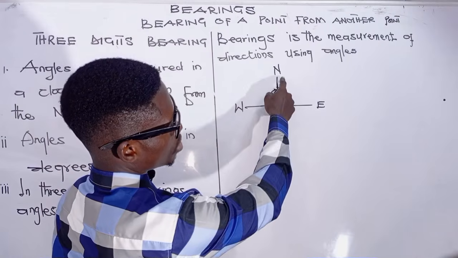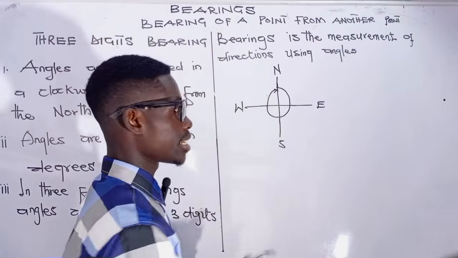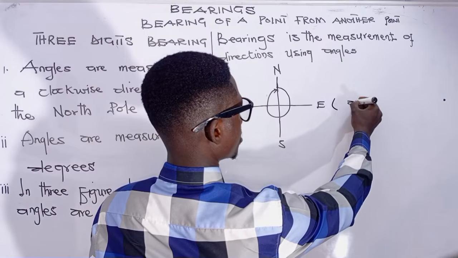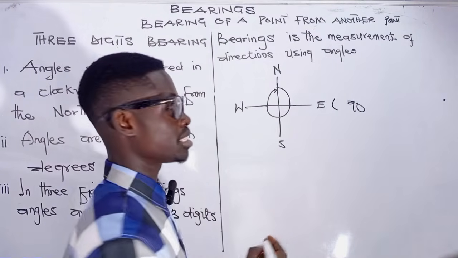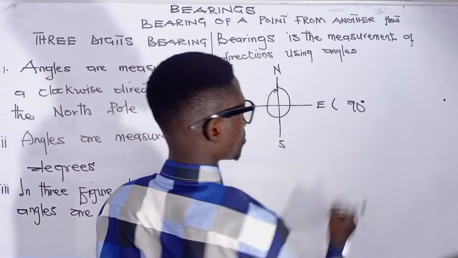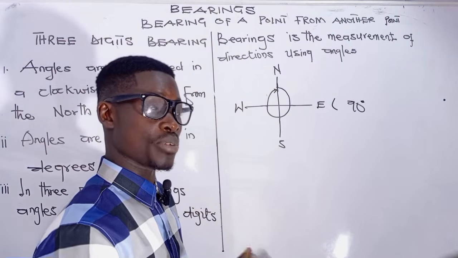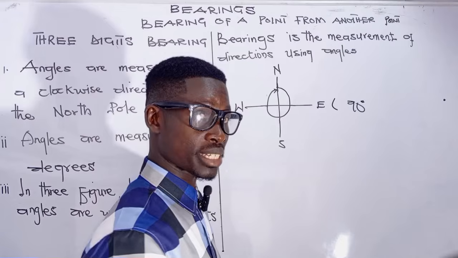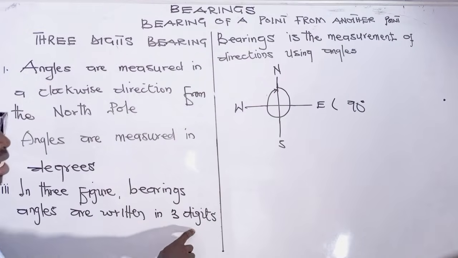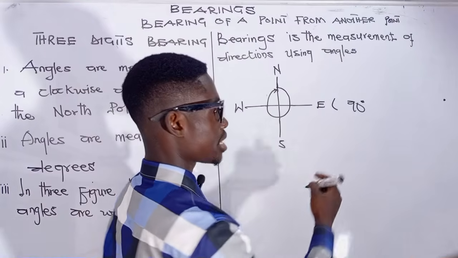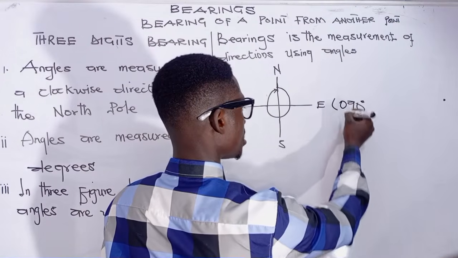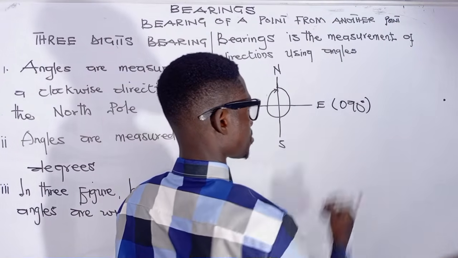The measurement from the north to the east is what? 90. Since we are using the degree as our unit of measurement, it is going to be written as what? 90 degrees. And we said that in three-figure bearing, the angles are written in what? Three digits. So we are going to make sure that the angles are in three digits. So we are going to add 0 in front of the 90.